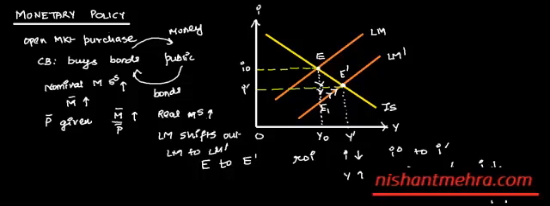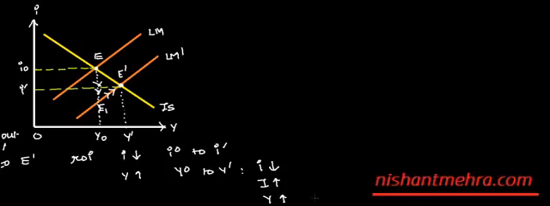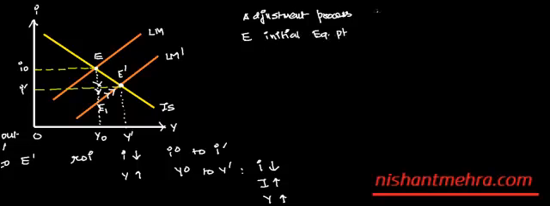That is one thing. Now let's talk about what is happening in the adjustment process. Okay, we haven't talked about that. What is the adjustment process here? Well, you start with the initial equilibrium point E, right? Then money supply increases because of the open market purchase. We know that money supply has increased, and this will create an excess supply of money at the initial interest rate.